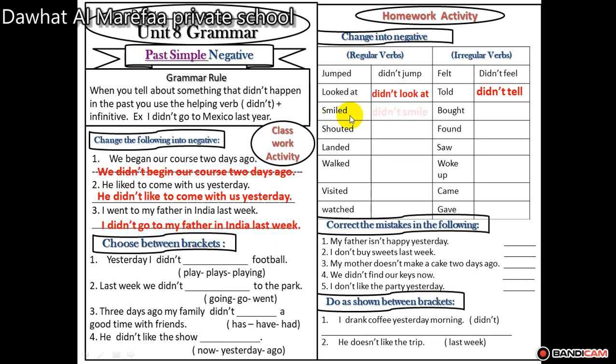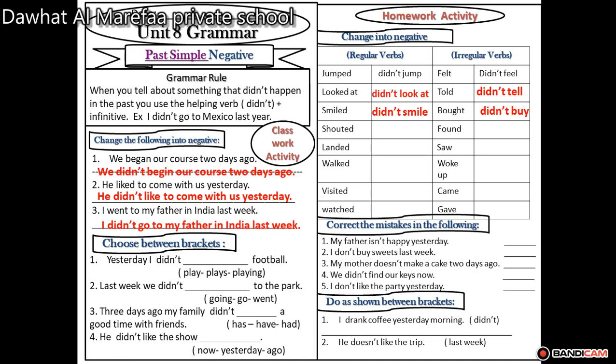Smiled, so it will be didn't smile. We omitted only the D, because smile ends with E. Okay. Here, as you see, bought اشترى. What is the basic form for bought? It will be didn't buy. So buy is the basic form, and after didn't, we put the verb in the basic form.